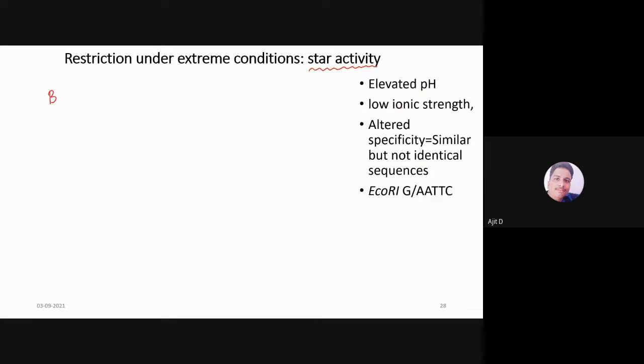Chill. I was talking about star activity. Say, for example, BamHI. The recognition site is GGATCC. So we will write it full. It is supposed to cut in this site and this site like this.